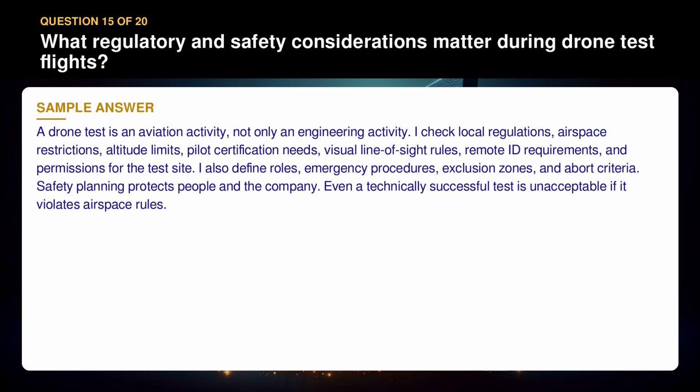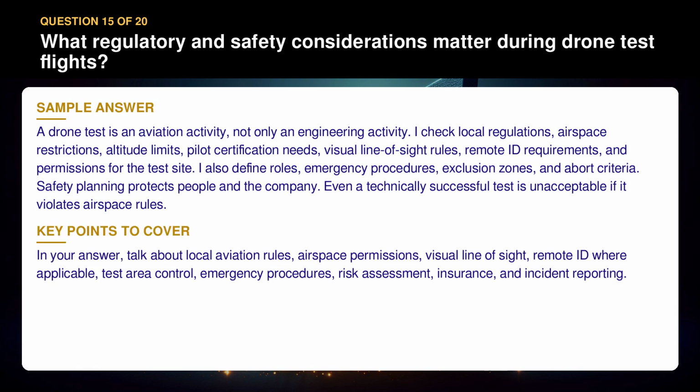Safety planning protects people and the company. Even a technically successful test is unacceptable if it violates airspace rules. In your answer, talk about local aviation rules, airspace permissions, visual line of sight, remote ID where applicable, test area control, emergency procedures, risk assessment, insurance, and incident reporting.